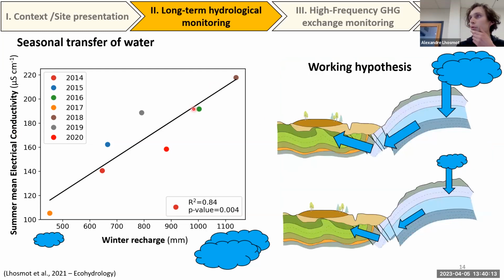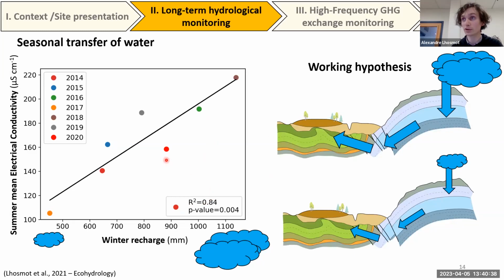We have a working hypothesis from these elements that the higher the winter recharge is, the higher the transfer of mineralized water that we can see the following summer at the outlets. And reciprocally, with a lower winter recharge, we have low mineralized water at the outlet of the peatland the following summer.